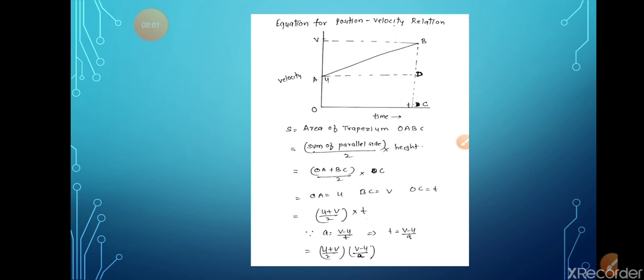OC or height will be AD. So OA plus BC, OA is U, BC is V, OC is T, so U plus V by 2 into T.